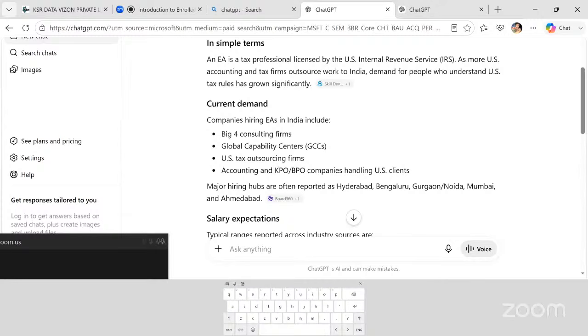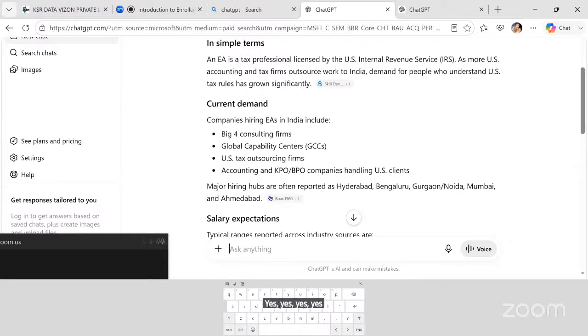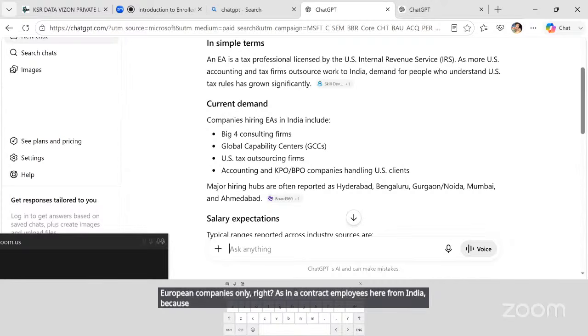What is happening? Why are we all working for either American or European companies? As contract employees here from India, because of less cost labor here, we have a larger workforce with English communication skills. Why not China?